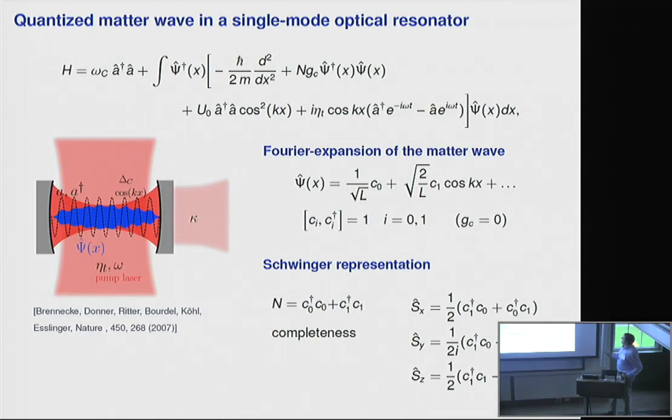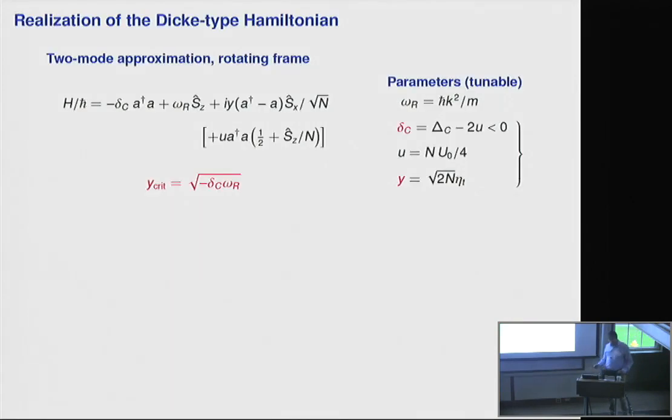Now, there are two terms which dominate the atomic motion. One of them is the homogeneous one, and the other one matches the mode function of the cavity. So assuming that all the atoms are somehow in these two modes, then we can introduce the Schwinger representation for these two bosonic modes, and we get the light spin. And inserting all these identities into this Hamiltonian, neglecting the collisions, one arrives at the Dicke model.